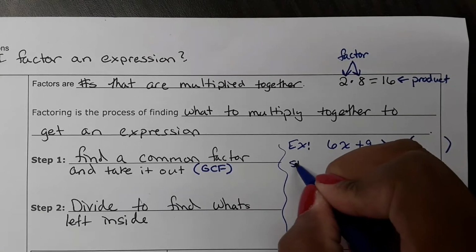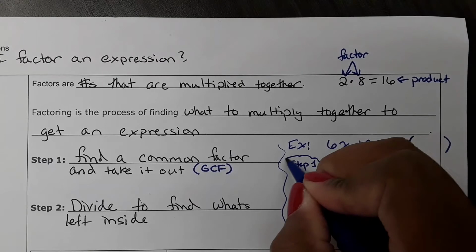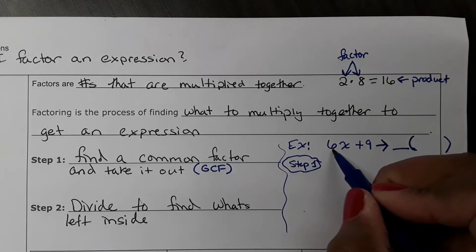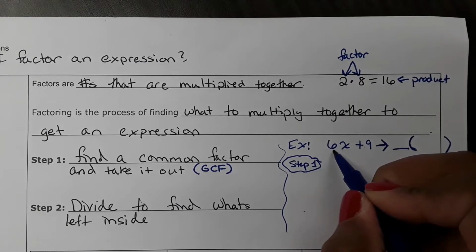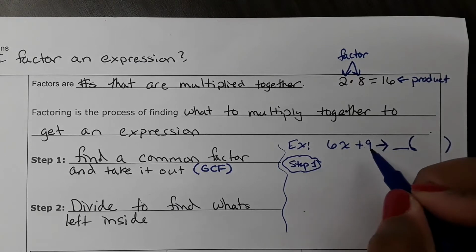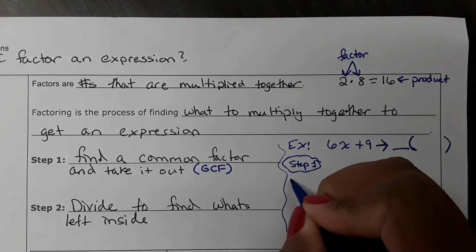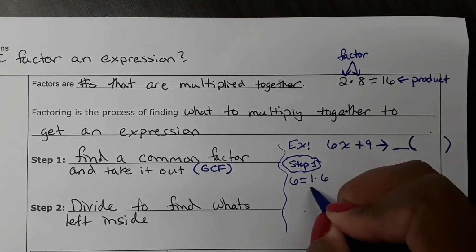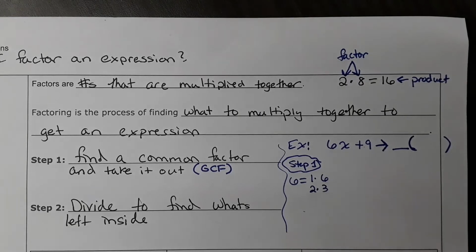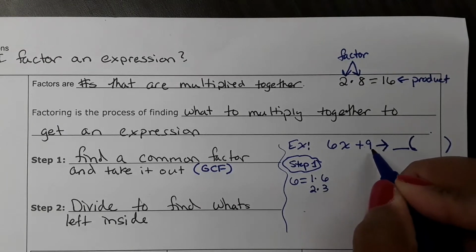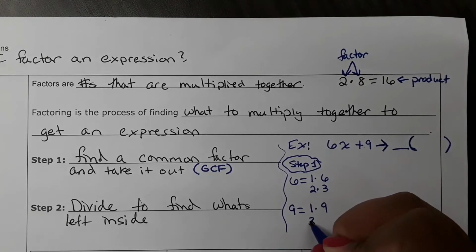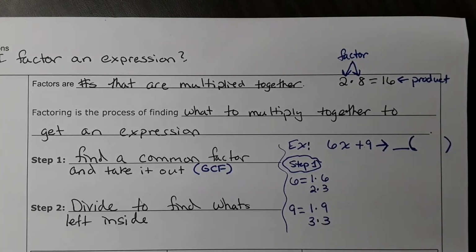So step 1 is I look for a common factor. So I'm looking at the numbers here. This is a coefficient because it's multiplied with x, and I'm going to look at this constant. So what times what gives me 6? So 1 times 6, 2 times 3, and I'm done. And I'm going to find my factors of 9. So 1 times 9, 3 times 3, and I'm done with that.